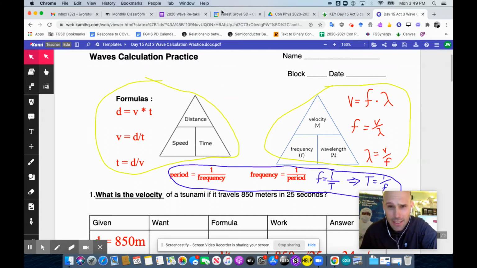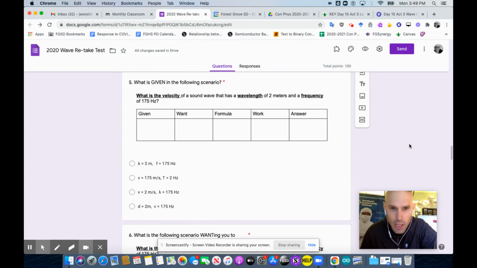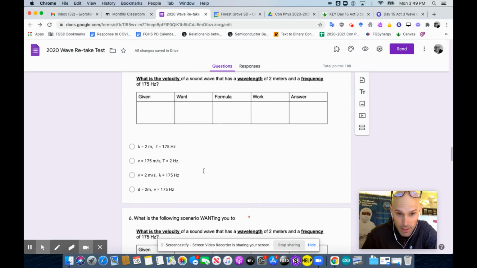Let's get back and see what you have to do on the test. So on the test, hopefully I won't show you any questions or answers here. Okay, so what is given in the following scenario? What is the velocity? Here's your test question, retake. What is the velocity of a sound wave that has a wavelength of 2 meters and a frequency of 175 hertz? So what is given in that following scenario? Okay, you select what's given. Like when you do a problem in class, what do you put here? What does the problem give you?